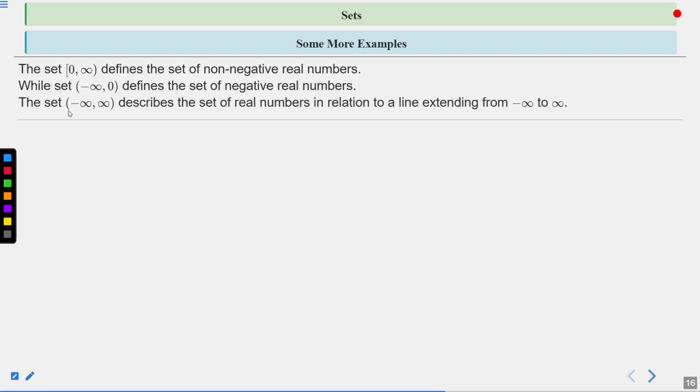Now, whenever you see infinity, always remember that we do not use a closed bracket for infinity as well as for minus infinity. We always use open brackets, these round brackets. Now, this set represents the complete set of real numbers. The whole real number set. Clear?